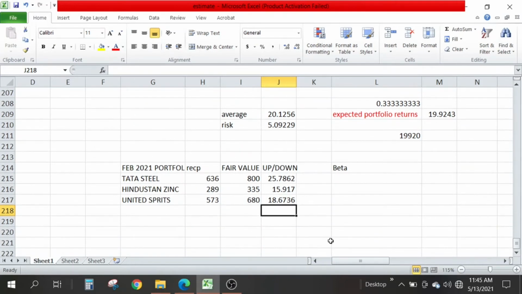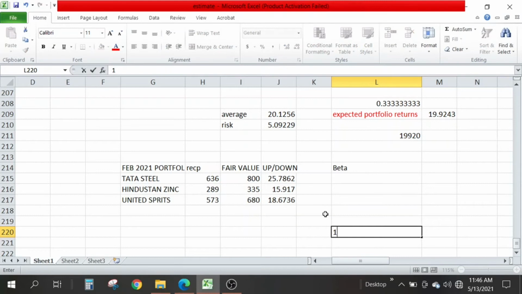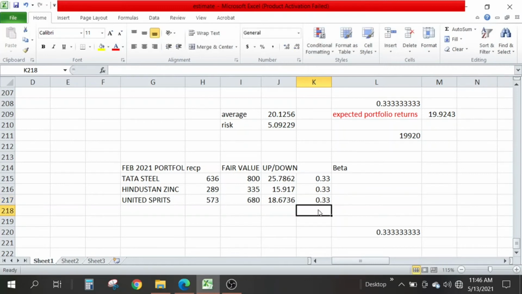Now we need the asset allocation in terms of 1. In terms of 1, here we have 3 stocks, therefore is equal to 1 divided by 3. So we get 0.33. Now here 0.33, 0.33, 0.33. Okay, and here we have the beta.